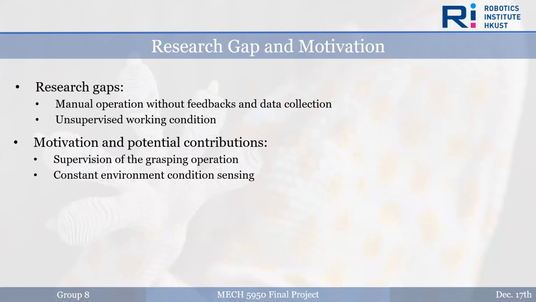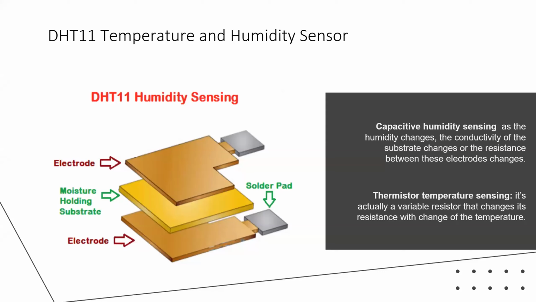And that's also our research motivation. Before we introduced this smart system, we could only operate manually without any feedback or data collection, and it was actually an unsupervised working condition. So using the Arduino system, we would really like to build a supervising system of the grasping operation and achieve constant environmental condition sensing at a rather low price and with simple systems. One by one, I will explain how we achieve that using different sensors.